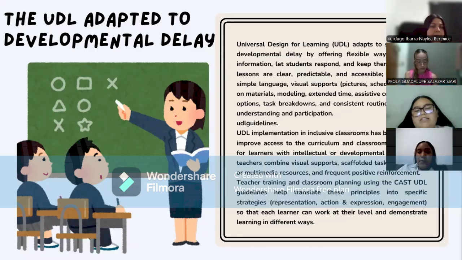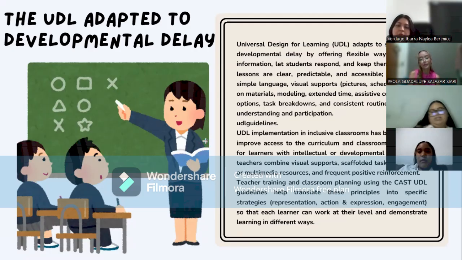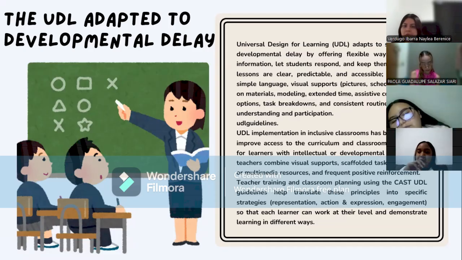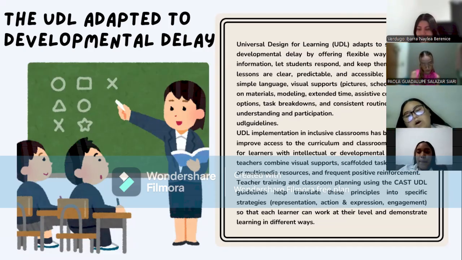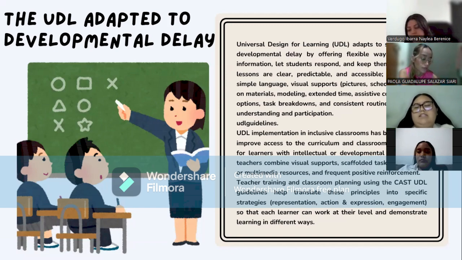Teacher training and classroom planning using CAST UDL guidelines help translate this principle into effective strategies for presentation, action and expression, and engagement, so that each learner can work at their level and demonstrate learning in different ways.